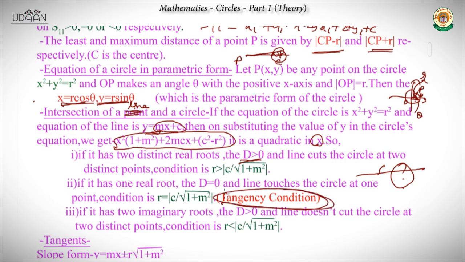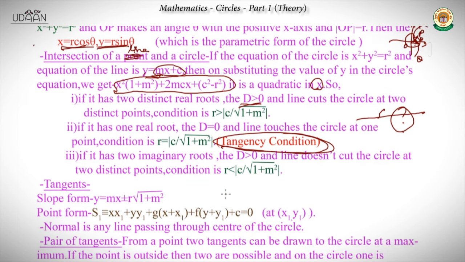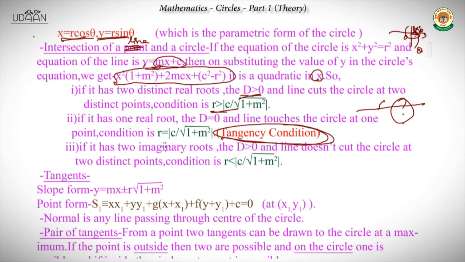That's important. That's why I've written tangency condition in red color. A tangent is a line which touches the circle. So it is a tangency condition. Now we're thinking how it is obtained. Just put D equal to 0 where D is b square minus 4ac. On rearranging you will get this equation.